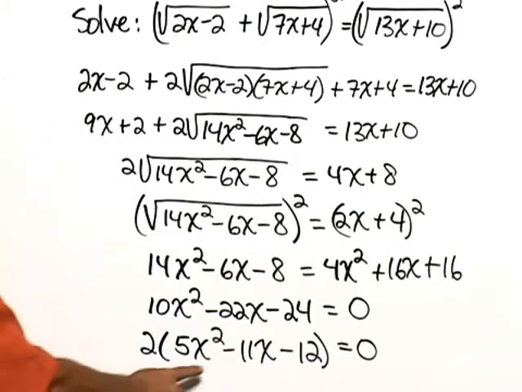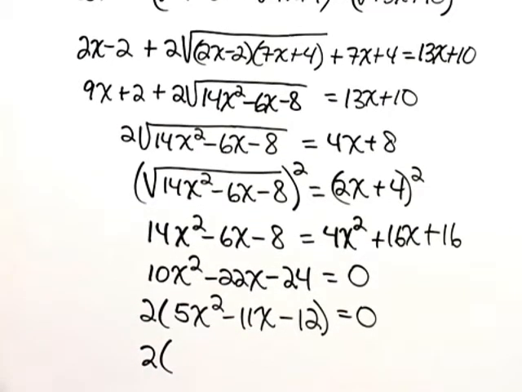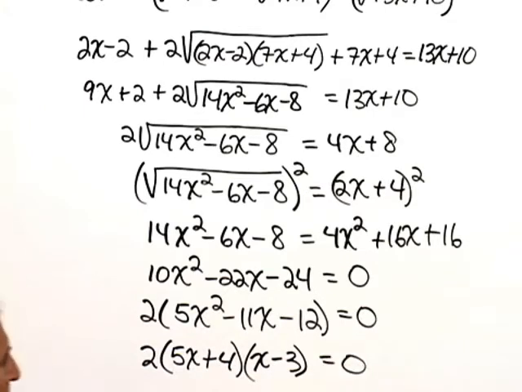Now, factoring inside the parentheses, we keep the 2 for the moment, and then in the parentheses, we're going to have 5x plus 4 times x minus 3. Again, the middle term, negative 11x, comes from 5x times negative 3 is negative 15x. 4 times x is positive 4x, so negative 15x plus 4x gives us the negative 11x.